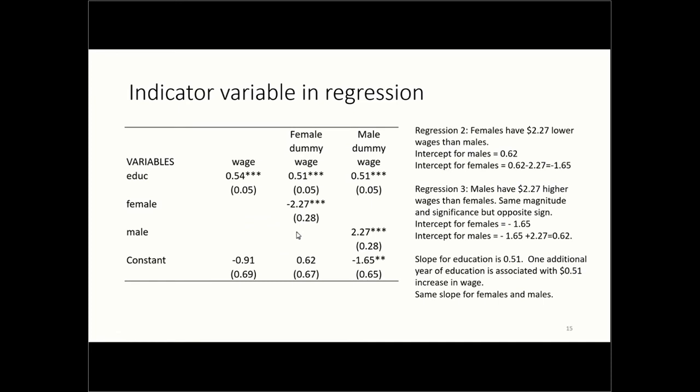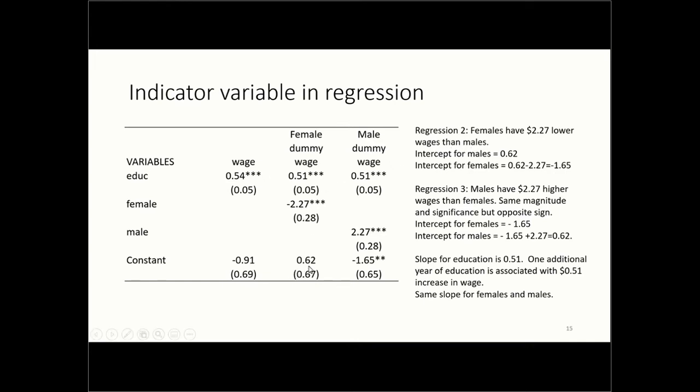So let's go ahead and estimate these models. If we just have the independent variable education, no female in here, we would say that for each additional year of education, 54 cents more in wages. So now, what if we include female here as an independent variable? How we would interpret this coefficient is that females have $2.27 lower wages than males. Notice how I am saying than whom, than the reference category. So females have $2.27 lower wages than males.